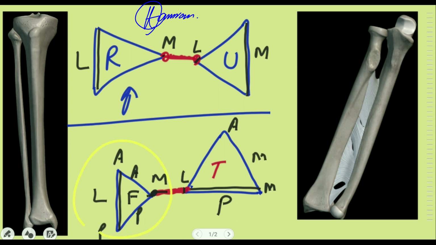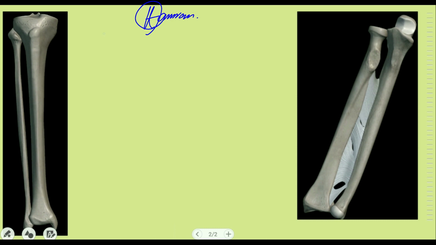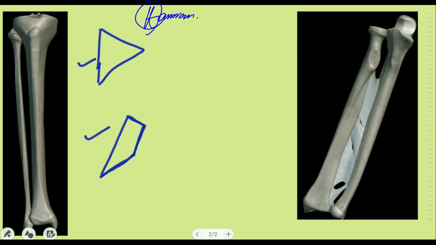But there is one more tricky point in the fibula bone, because fibula bone is not that simple. I will explain that tricky point here. The tricky point is that the fibula cut section is not exactly like this. The exact cut section of the fibula bone is like this. So this diagram is different from this diagram. Here we have got 4 borders and 4 surfaces, and here we have got 3 borders and 3 surfaces.